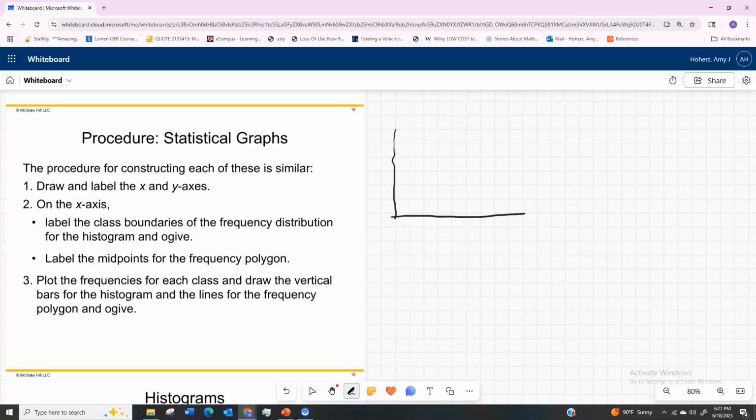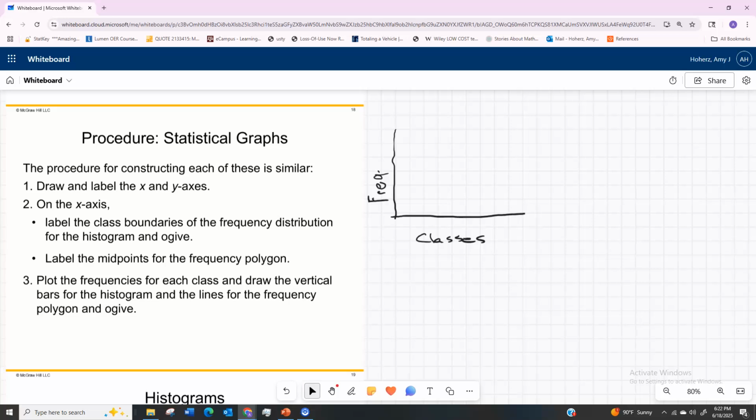This is often labeled with frequency. It'll say frequency or relative frequency or cumulative frequency or relative cumulative frequency. Sorry, it's really hard to draw sideways on this. But this would be labeled with some sort of frequency. And then down here, you're going to have some sort of labeling for the classes.